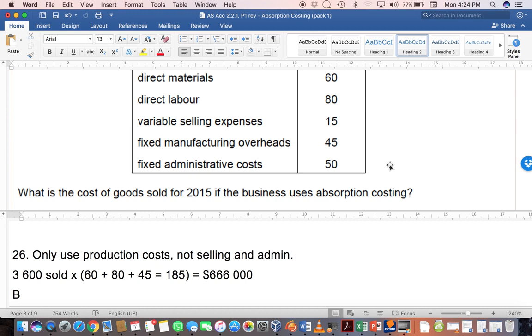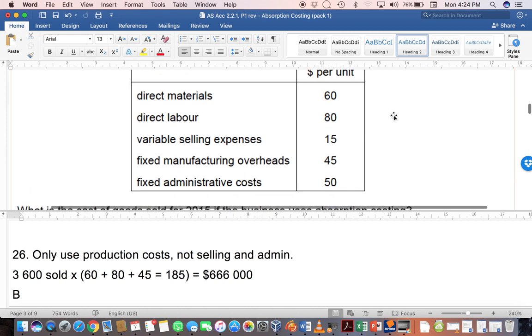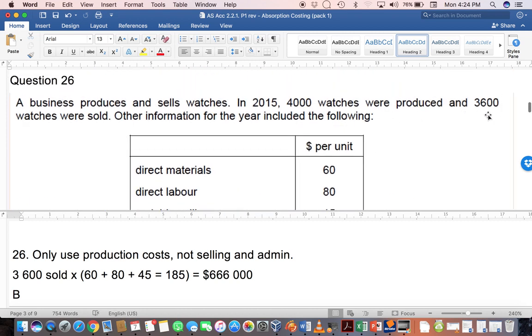Now, for this question, you are asked, what is the cost of goods sold if the business uses absorption costing? Absorption costing means that you are going to take overheads into account, but remember that cost of sales only considers production costs. In other words, direct materials, direct labor, and your manufacturing overheads. The variable selling expenses and the fixed administrative costs are both operating expenses and will therefore be ignored in this calculation.